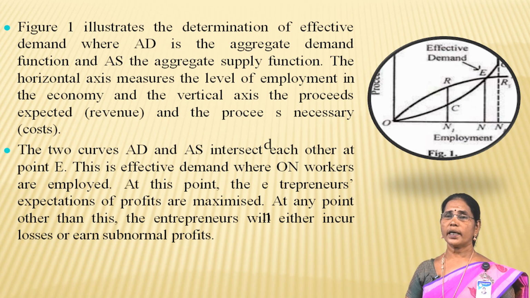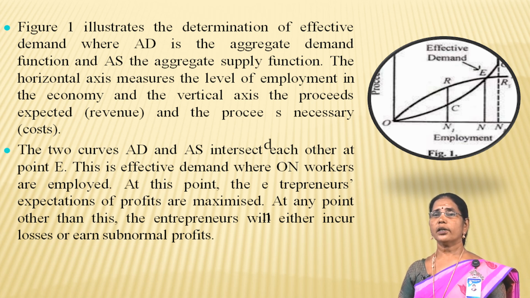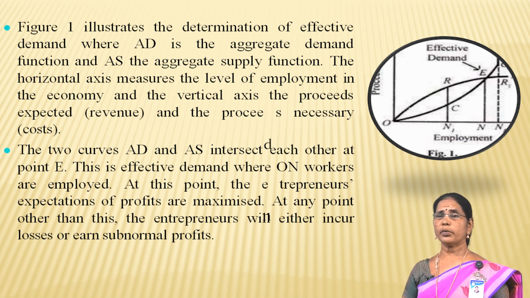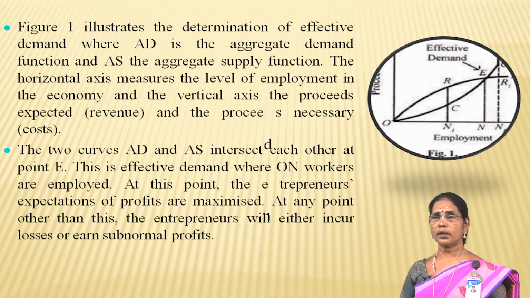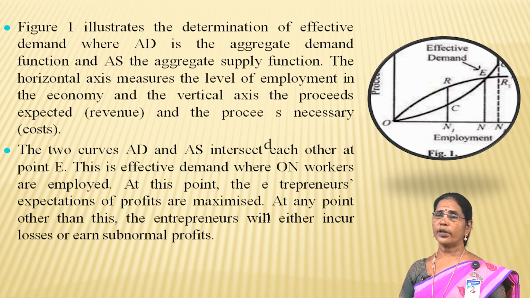Here we have to see the diagrammatic explanation of these aggregate principles. The diagram illustrates the determinants of effective demand, where AD is the aggregate demand function and AS is the aggregate supply function. The horizontal axis measures the level of employment in the economy and the vertical axis the proceeds expected, the revenue, and the proceeds necessary, the cost. The two curves AD and AS intersect each other at point E.